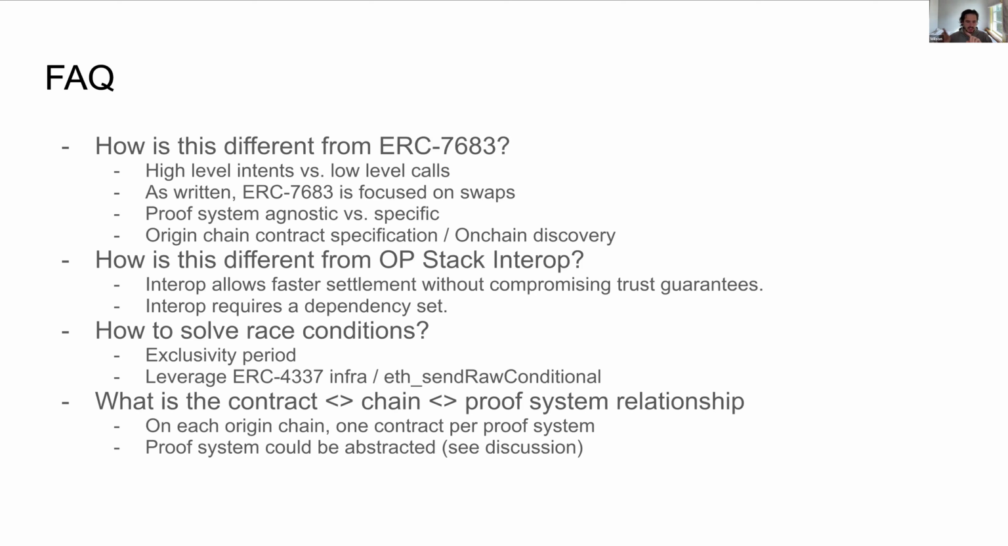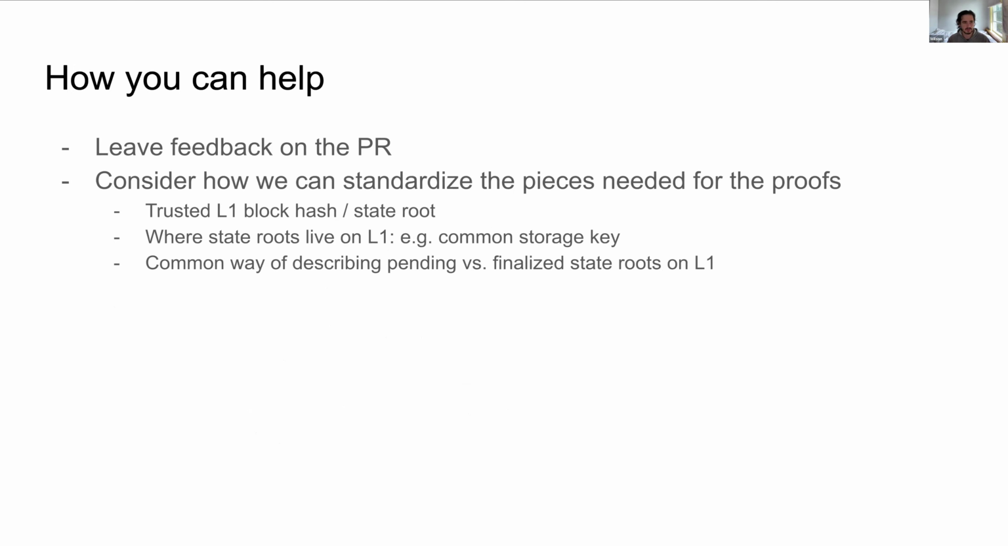Finally, what is the contract-chain-proof system relationship? What's the many to many? So on each origin chain, as it's currently described, you would need one contract per proof system. And so the proof system is described there. For all OP stack chains, they presumably would share the same proof system, and you could describe those all together. Maybe Arbitrum could fit in there as well. If Arbitrum needed a slightly different proof system, then you would need a different origin contract. But that brings up the question of, should the proof system be abstracted? And I'll get to that in the discussion.